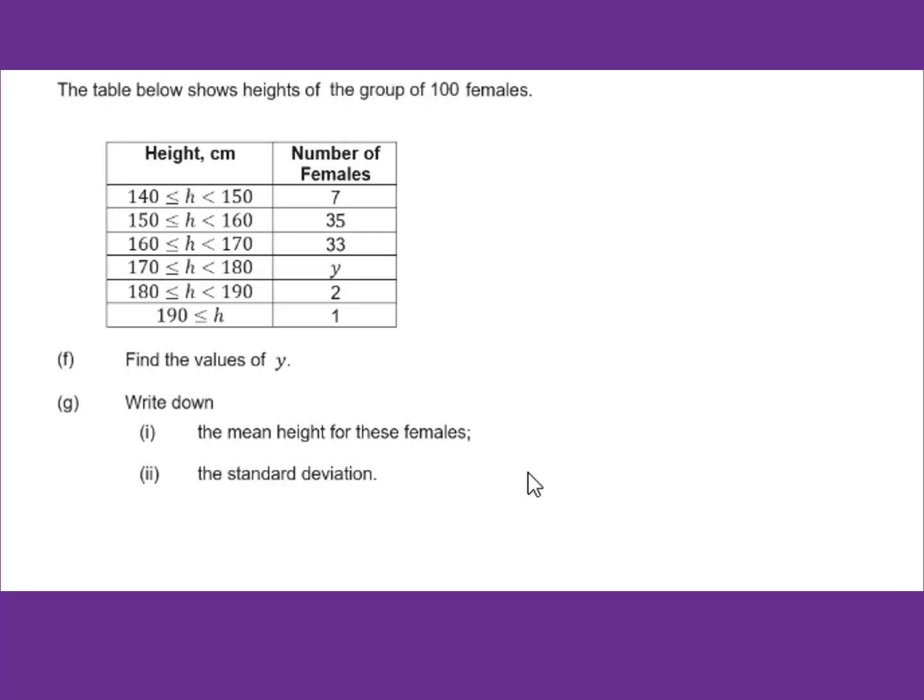Now let's go to another example. For this data, it's continuous data. The table below shows the heights of a group of 100 females. Find the value of y. Then write down the mean height for these females and then the standard deviation.